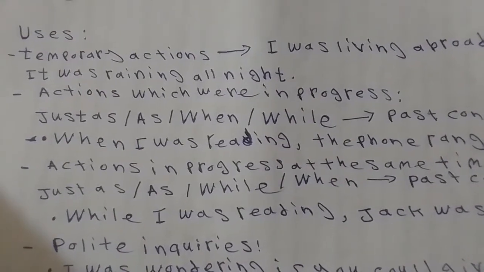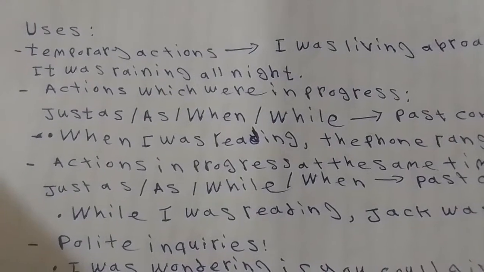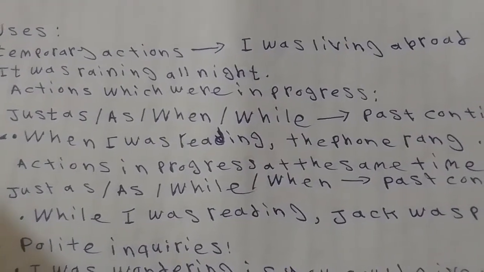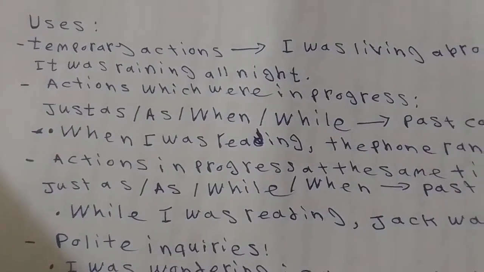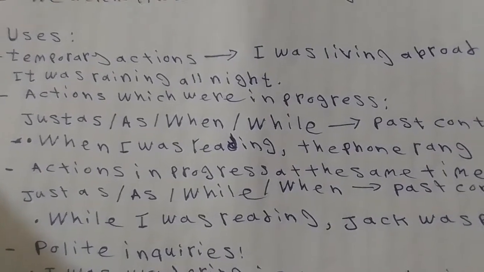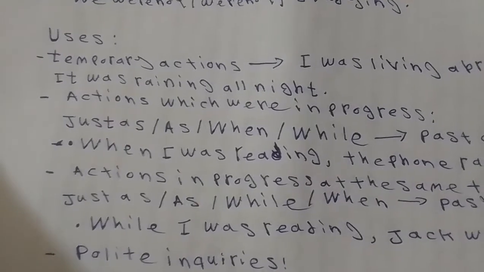We have two actions here. A long one, that is reading. A short one, that is ringing. So we put the long one in the past continuous and the short one in the past simple, used after some conjunctions like the word when.